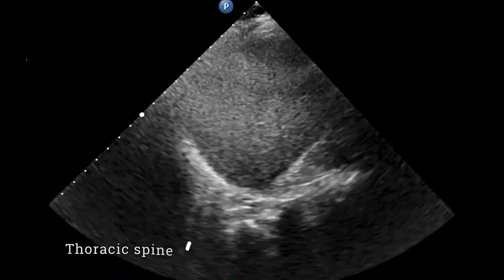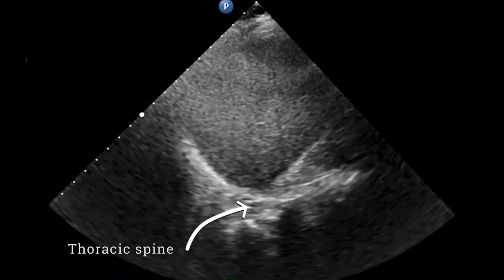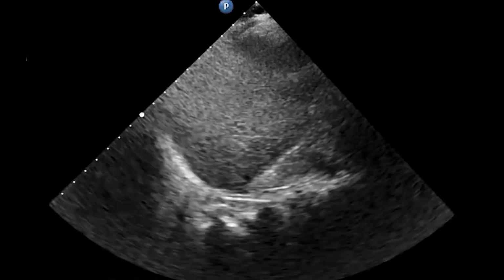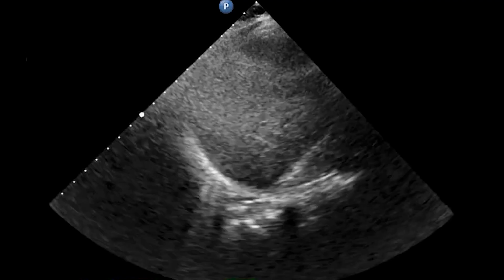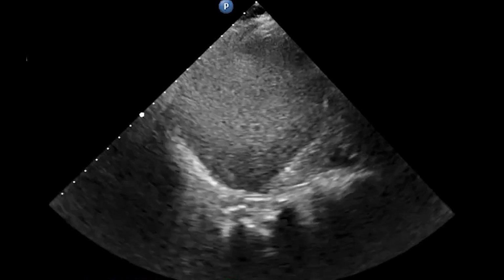Here's an example of a patient with a right-sided pleural effusion. We know there's an effusion because of the presence of the spine sign as a result of an enhancement artifact. We should not be able to see the spine above the diaphragm in a patient without a pleural effusion. The lecture on lung ultrasound explores these topics further.